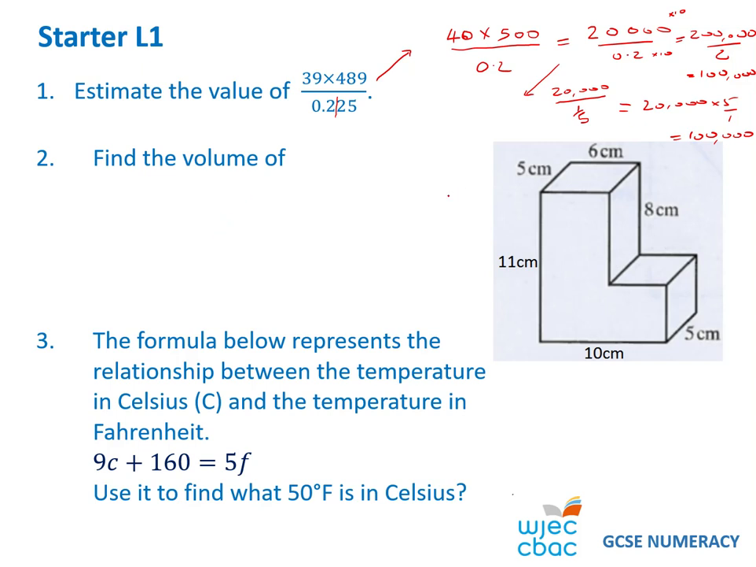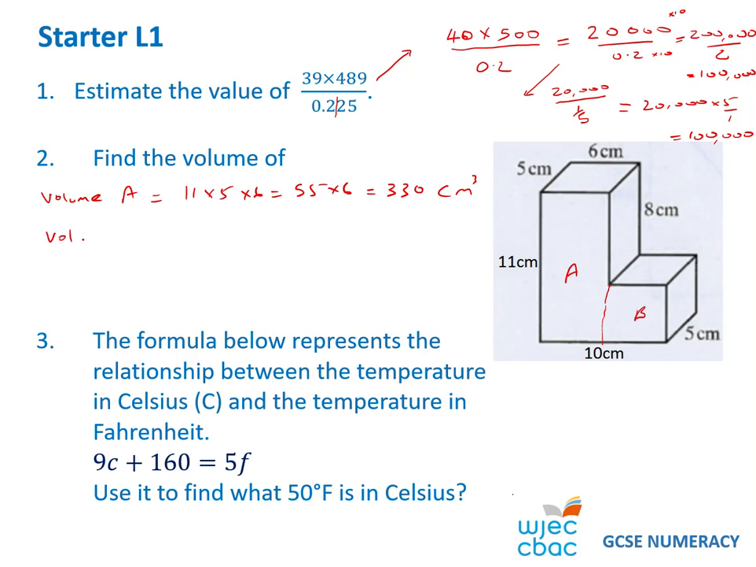Second one, find the volume of this prism. Now I'm going to split it into 2, shape A and shape B. So draw a line down here. This is shape A and this is shape B. So if I find the volume of each one and then add them together. So volume of shape A, that's going to be 11 by 5 by 6. So 11 times 5 times 6, that would be 55 times 6, which is 330, and the units cm cubed.